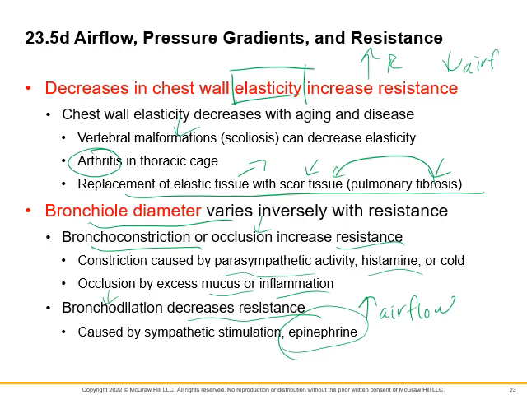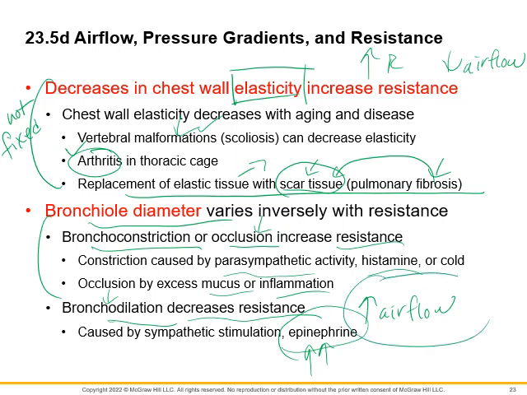decrease airflow. Kind of the difference here too is when we talk about elasticity in the chest wall, this is usually things that cannot be fixed, right? You're not going to fix the arthritis. You may or may not be able to fix the malformation. Scar tissue, you're not going to be able to fix that. Bronchial constriction or occlusion, we could remove the occlusion. We could give you epinephrine to open the passageways, have bronchial dilation, and then have increased airflow.